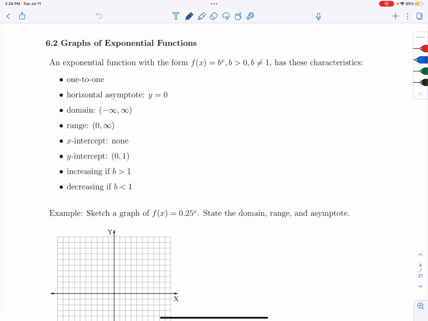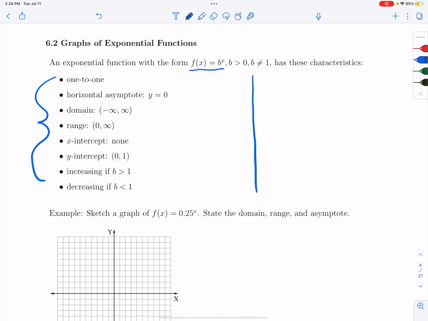In this video, I'll be going over the graphs of exponential functions. So, as you can recall, f of x equals b to the x. That's the most basic form of an exponential function, where b is a value that's greater than 0 and also not equal to 1. So here in this bulleted list are some of the characteristics of an exponential graph.